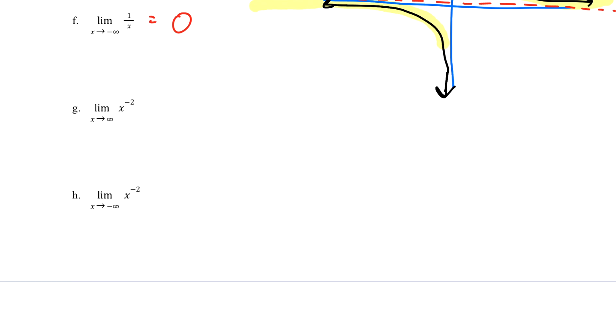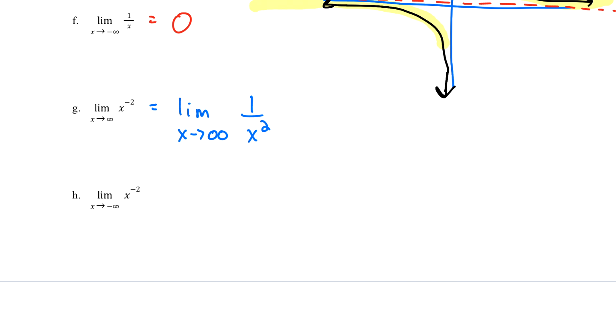Lastly, here I've got the limit as x approaches positive and negative infinity of x to the minus 2. I just want to use my exponent rules to simplify this and get some practice with those. Remember, I can take that negative exponent and make it positive. So, limit as x approaches infinity of 1 over x squared. I think that's much nicer to work with.